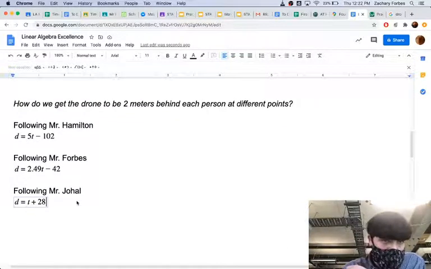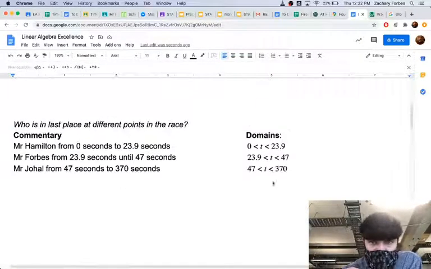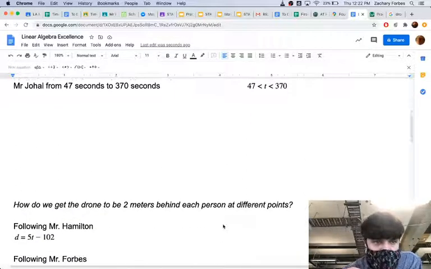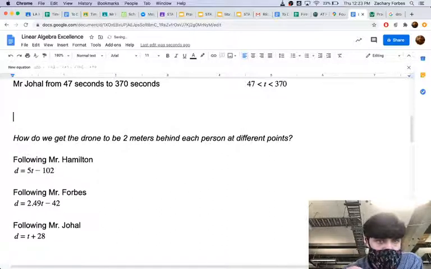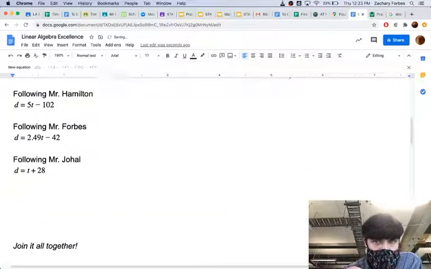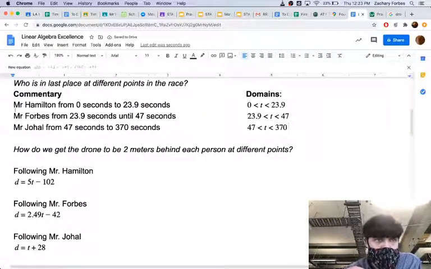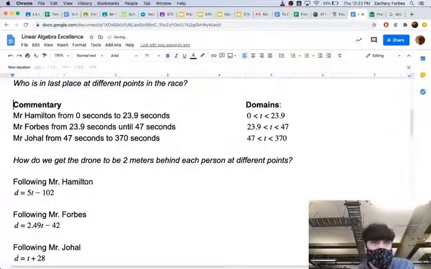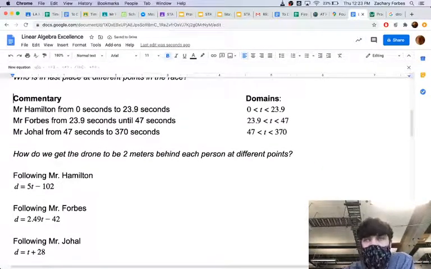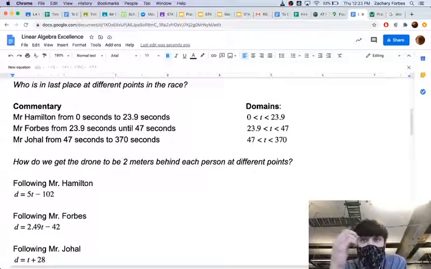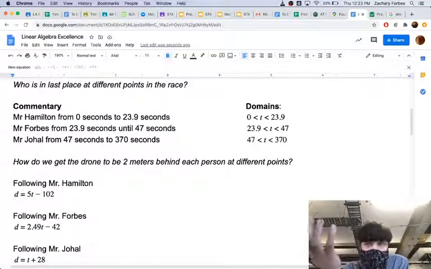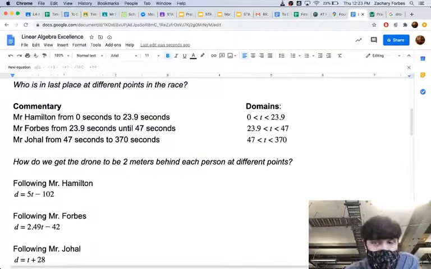So we've got formulas and we've got domains, or we've got the time set. So what I'm going to do is join these together so they're on one screen. Right, who was in last place at different points, and what is the formula we need to follow. So this is actually all of the information that we need to get our drone ready to go. I'm just going to show you how to program that into Desmos.